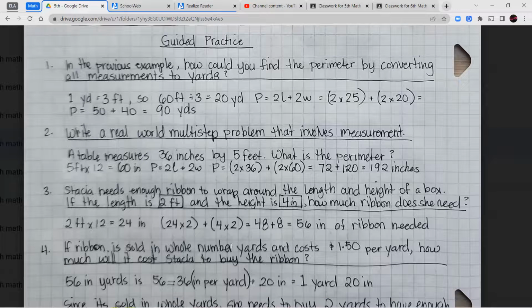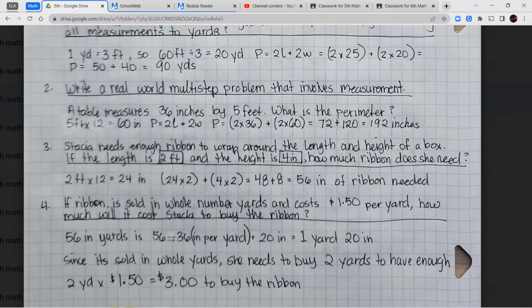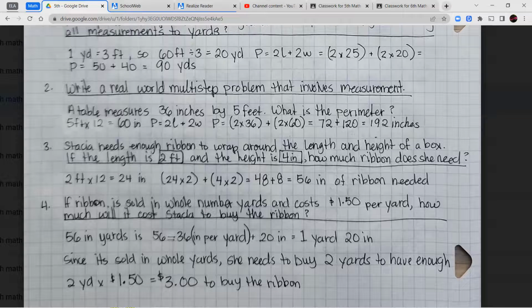Number 2, write a real-world multi-step problem that involves measurement. So I made up one. You guys can make up your own. I said a table measures 36 inches by 5 feet. What is the perimeter? So I want to change my units into inches. So 5 feet times 12.